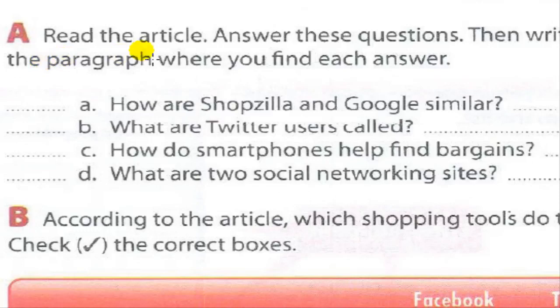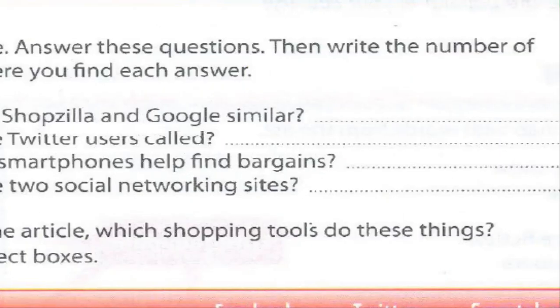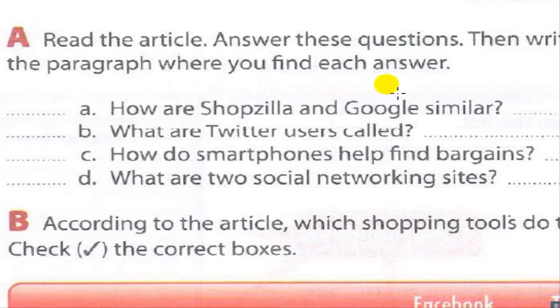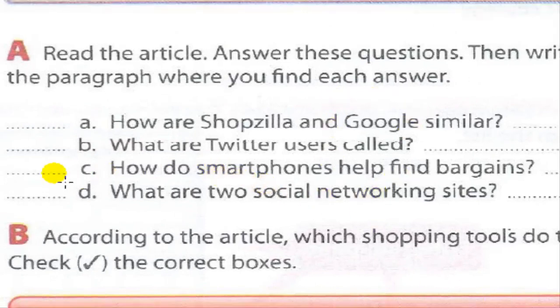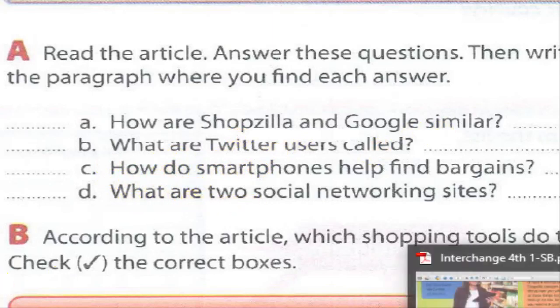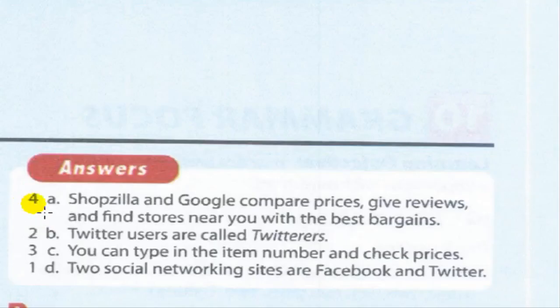Now let's answer the questions. A. Read the article, answer these questions, then write the number of the paragraph where you find each answer. A. How are Shubzilla and Google similar? B. What are Twitter users called? C. How do smartphones help find bargains? D. What are two social networking sites? The answers. Paragraph 4. A. Shubzilla and Google compare prices, give reviews, and find stores near you with the best bargains.